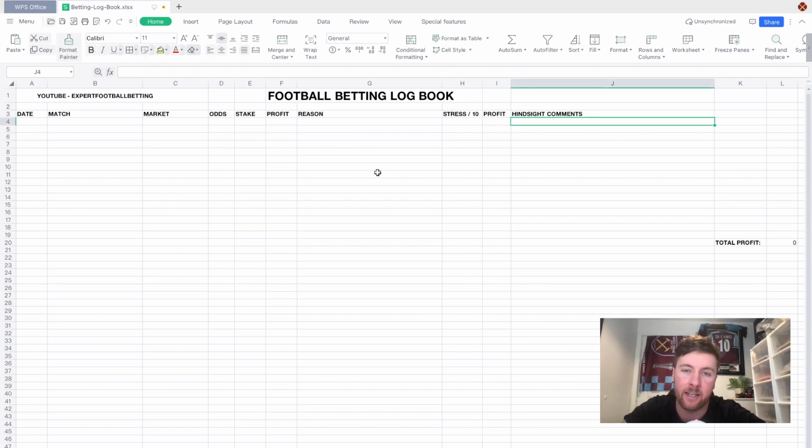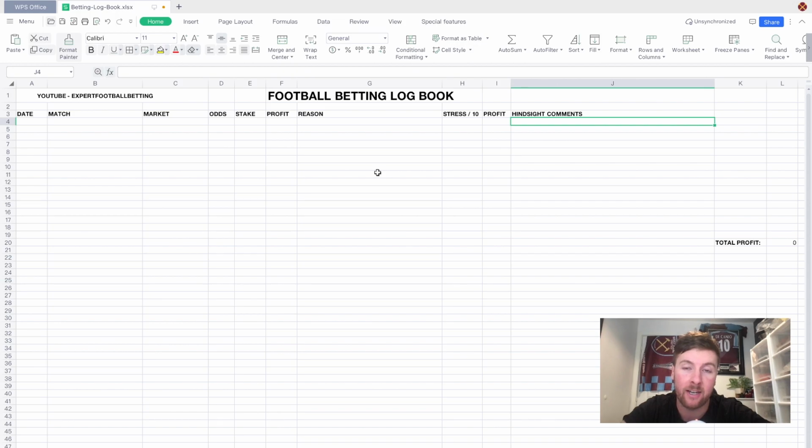Now the hindsight section, and again, this is really important. You need to fill this column in whenever your bet loses, and you need to fill it in with the reasons why this bet lost. This could relate to the stress column. You could write, I was so stressed, I wasn't thinking properly, I was an 8 out of 10 with stress, and this is why this bet messed up.